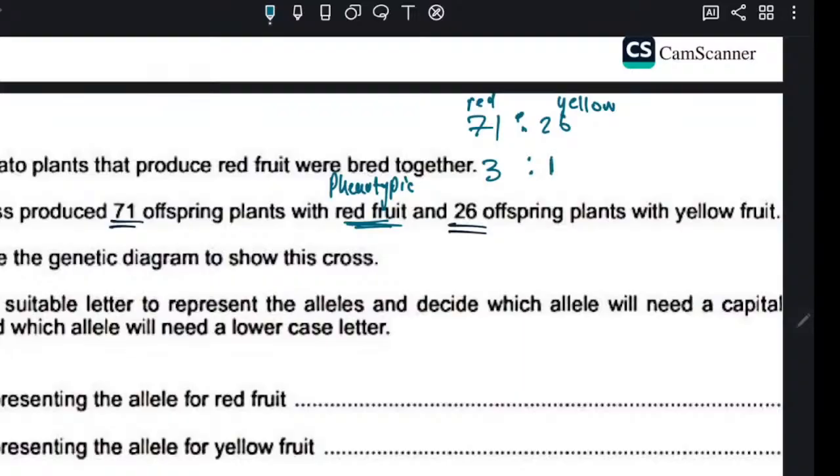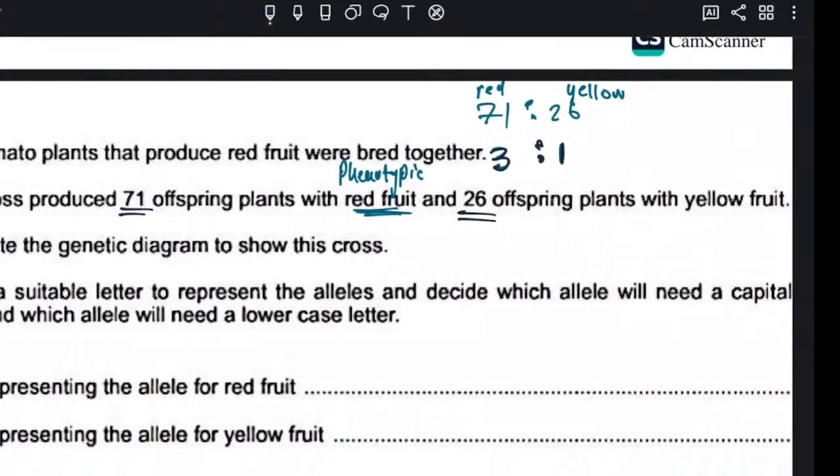Is it not? What's 26 times 3? It's in the 70s, right? So this is like a 3:1 ratio. Are we together, students? This is like a 3:1 ratio.